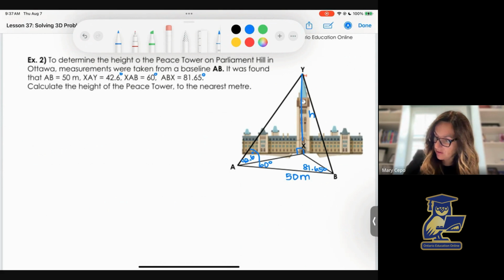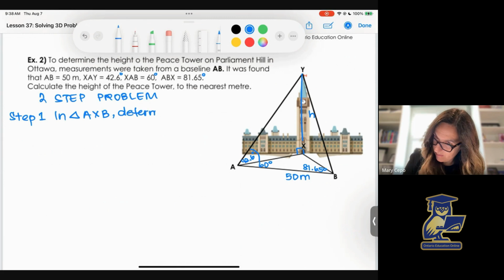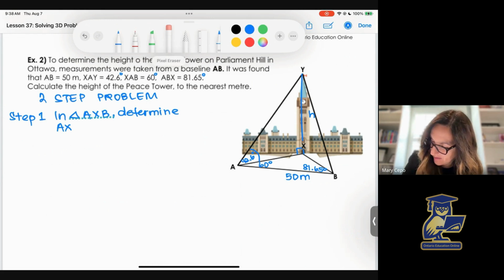So because this is a two-step problem, I'm just going to remind you, two-step problem. Sometimes it's nice to lay out step by step what's going on. So we're going to say step 1: in the acute triangle AXB, determine AX. Okay, and so let's see which law we would be using. We are not given all three sides, and we're not given two sides and the contained angle. So therefore, we're using the sine law.